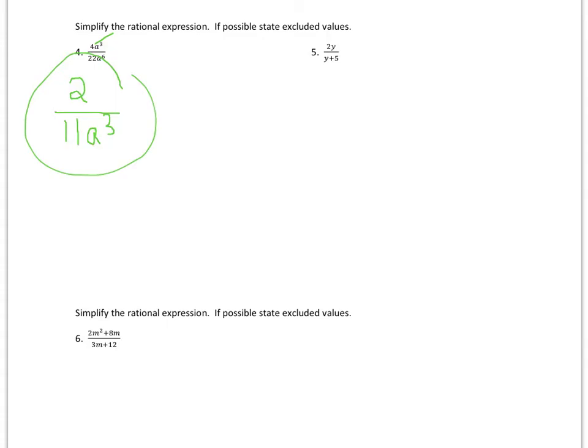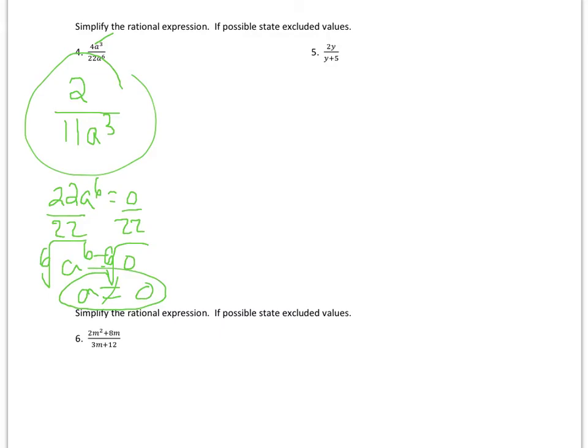Is there an excluded value? Well, 22a to the 6th equals 0. Divide by 22. a to the 6th equals 0. Take the 6th root. Well, the 6th root of 0 is 0, so a cannot be 0. So there's the simplified. There's the excluded value.